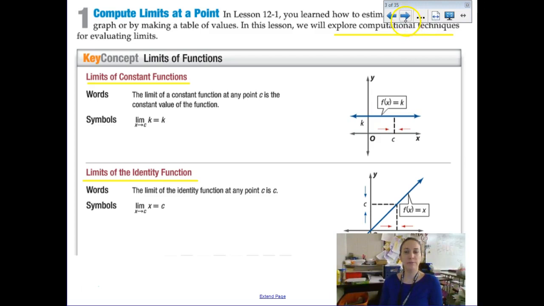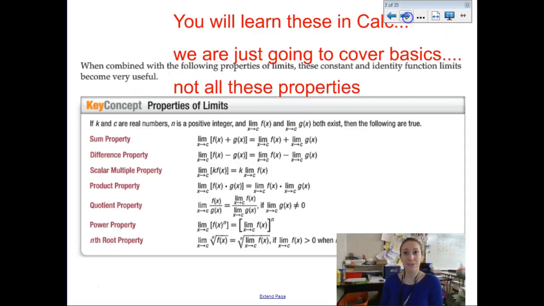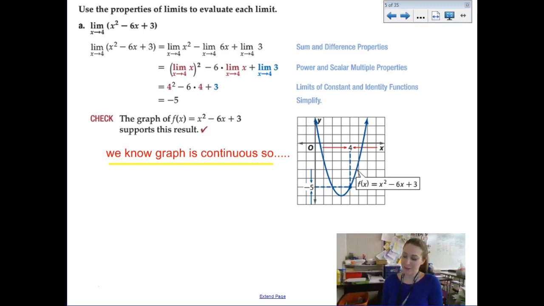Finding limits at a point. If you know your function is continuous, then you're just going to directly substitute in the value. It's not really a big mystery. There's a bunch of properties of limits you're going to discuss in calc. We're going to kind of skip over these, frankly, for pre-calc. But look at this question. We have a parabola, a continuous polynomial, and they wanted to know what happens when x approaches 4.